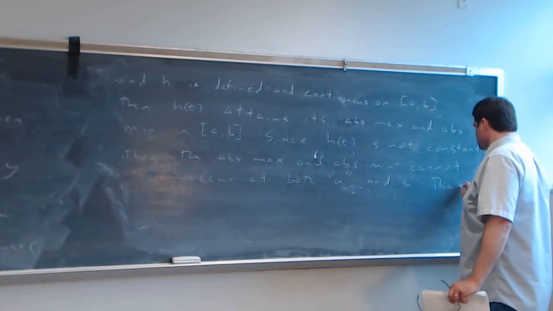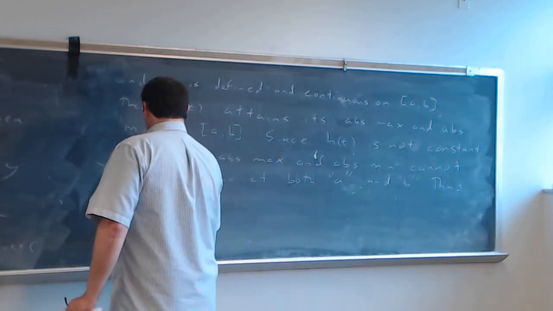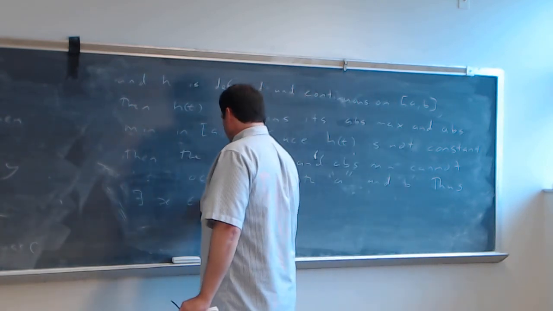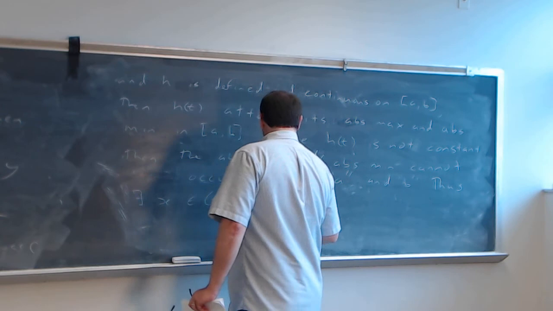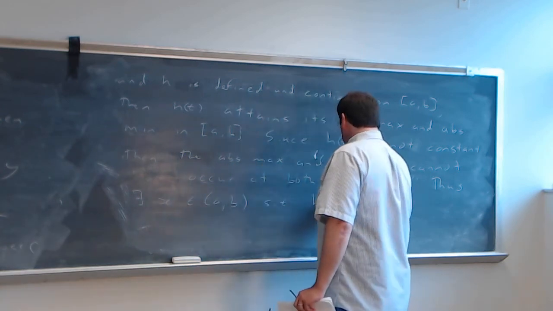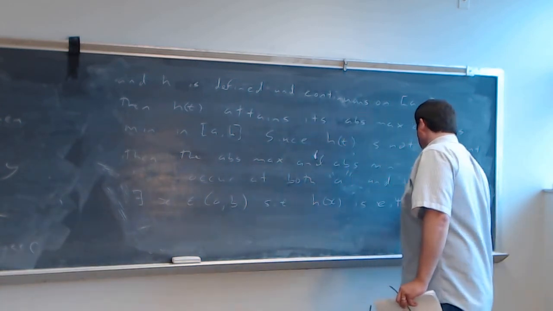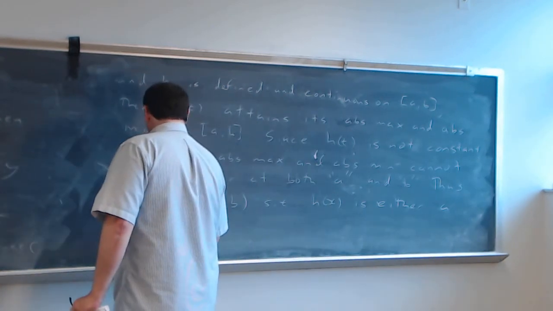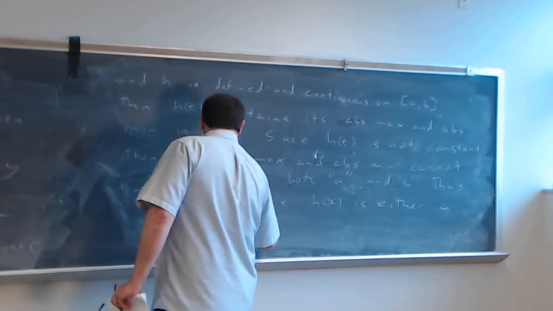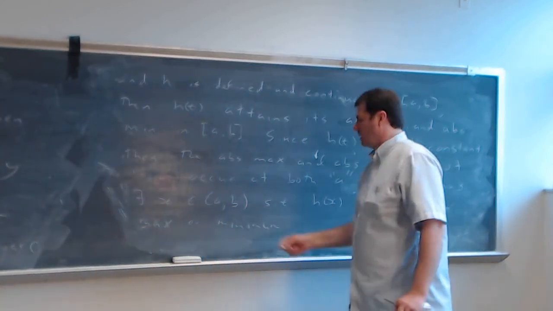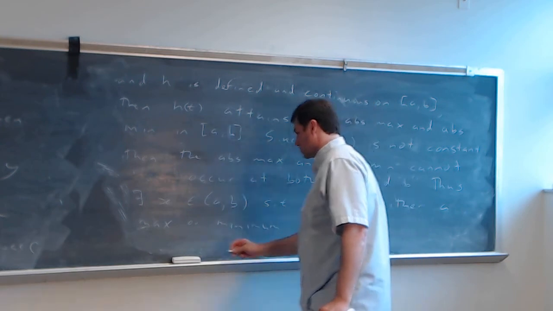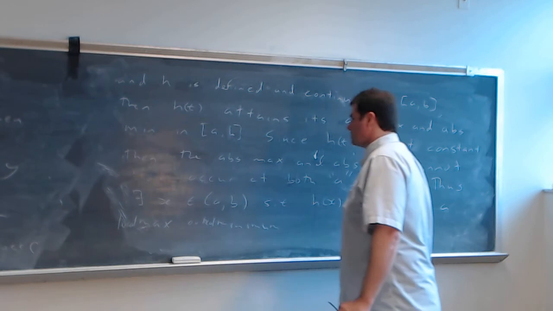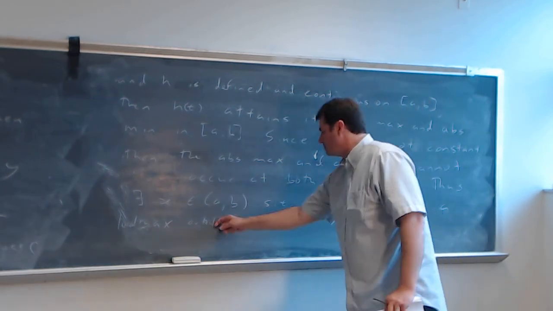Thus, there exists an x. Now the x is in A to B, but it can't be A or B. So there exists an x element of the open interval from A to B, such that h of x is either a maximum or minimum. And we should say they're local. It'll be local max or local min.